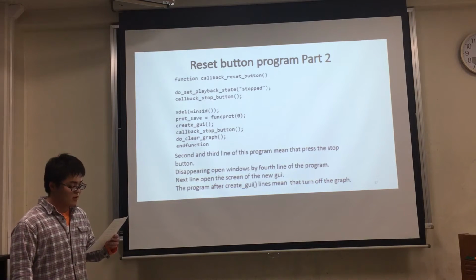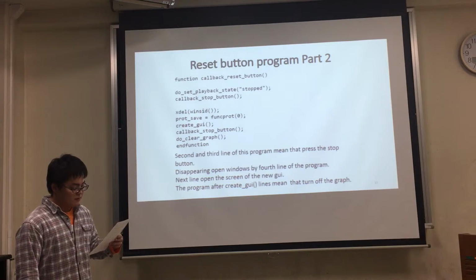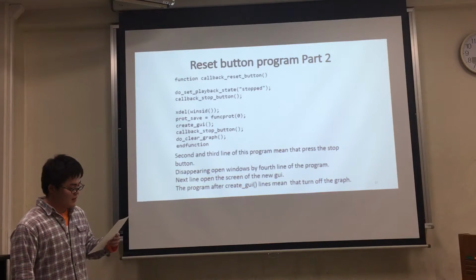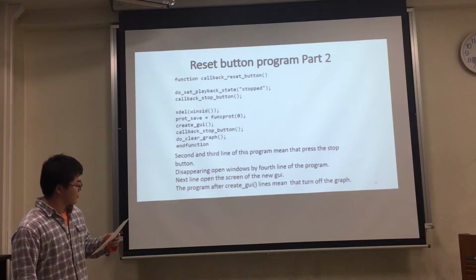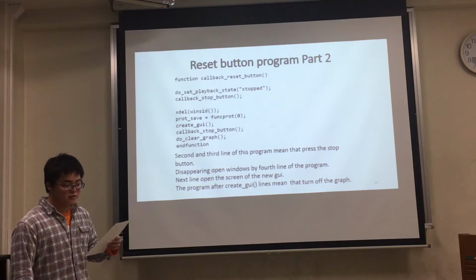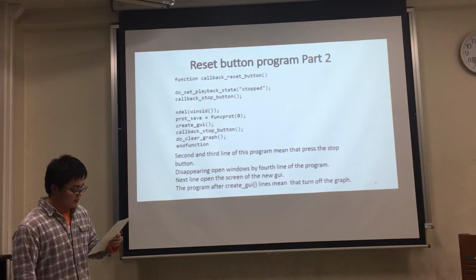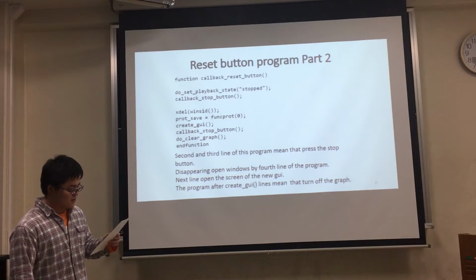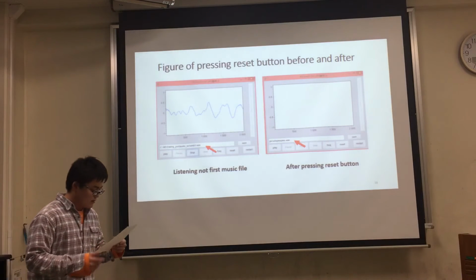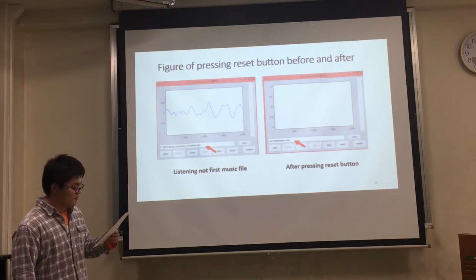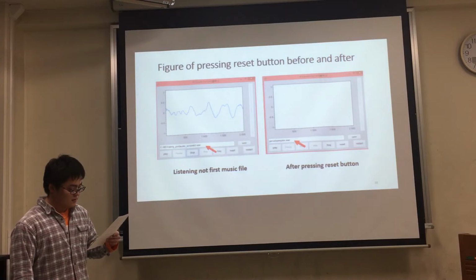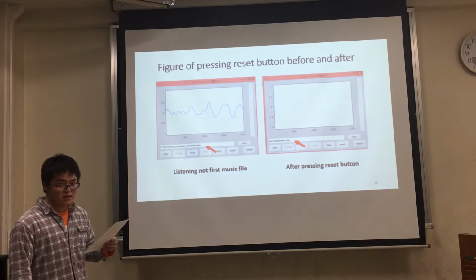The second and third lines of the program press the stop button, and the fourth line makes the open windows disappear. The next line opens a screen of the new GUI. The program after the create GUI line turns off the graph. The left figure shows listening to another song. The right figure shows the reset to the first state.